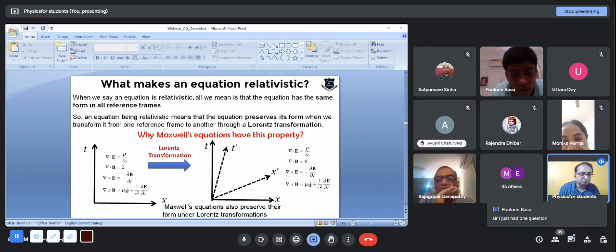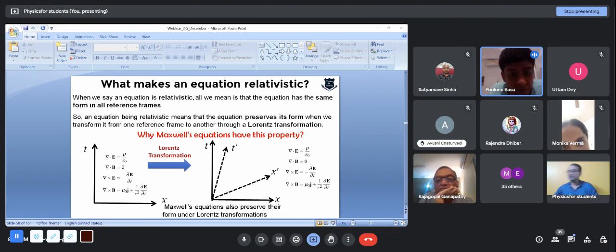Sir, my question was, this Lorentz transformation constant, can this be transformed into a matrix? Yeah, definitely, it can be transformed into a matrix. Okay, okay.